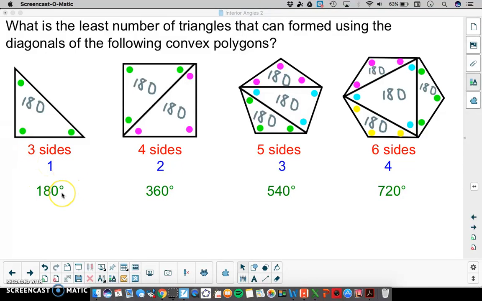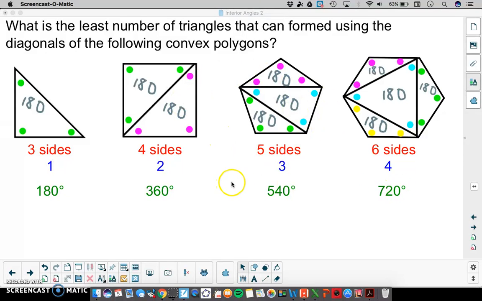1 times 180 is 180. 4 minus 2 is 2. 2 times 180 is 360. 5 minus 2 is 3. 3 times 180 is 540. 6 minus 2 is 4. 4 times 180 is 720. Well, that gives us the pattern of the number of sides minus 2 times 180 for the sum of the angles inside these polygons.